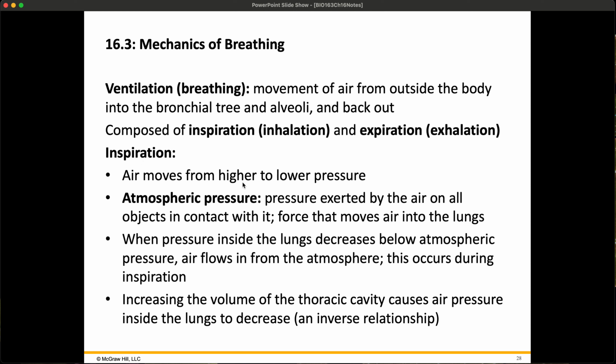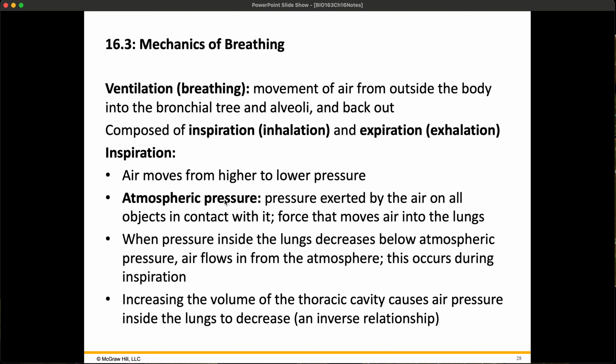This first bullet is a strange bullet, but it says air moves from higher to lower pressure. That is true. When you're inspiring, when you're inhaling, air is moving from the higher pressure outside in the atmosphere around you, and then it's moving down into your lungs, which are at a lower pressure.